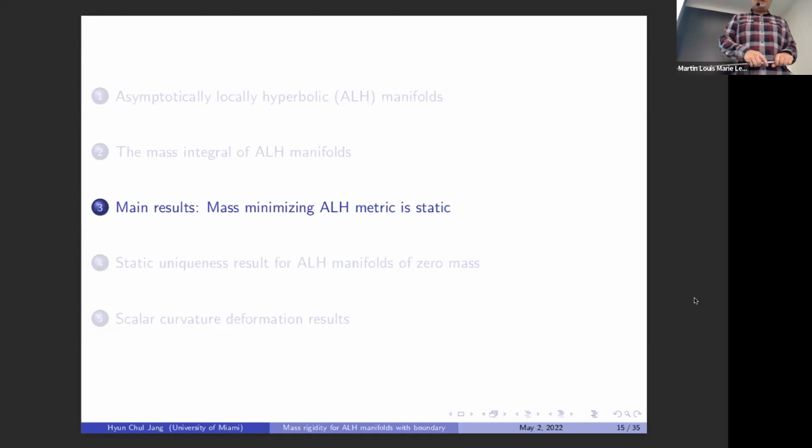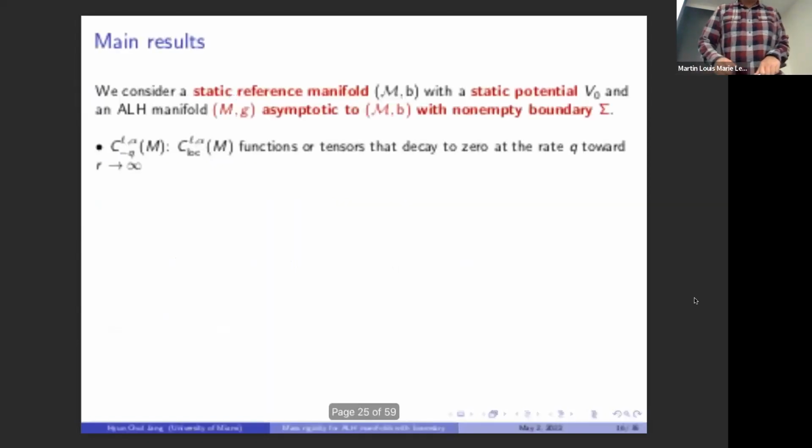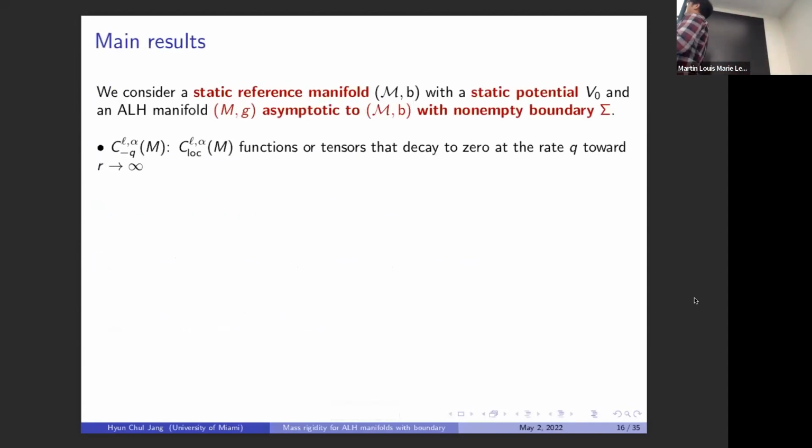Okay, now I'm going to mention the main result. The mass minimizing ALH metric must be static. Okay, so to talk about this, we're going to start with the static reference manifold with static potential V0. So from Dan's question, we're not assuming that M_B must be locally hyperbolic. So we can prove that statement with just Poincaré-Einstein, okay. Right? And an ALH manifold, asymptotic to this reference manifold with non-empty boundary, we're going to consider that. And to state our mass minimizing condition, we need to talk about this space, C^{l,alpha}_{-q}, a weighted Hölder space. Okay, so it has Hölder regularity, but in addition to that, it satisfies this decay condition. It decays to zero at the rate q as r approaches infinity.